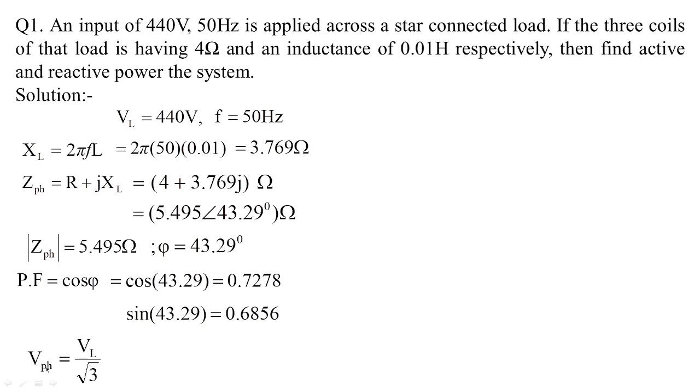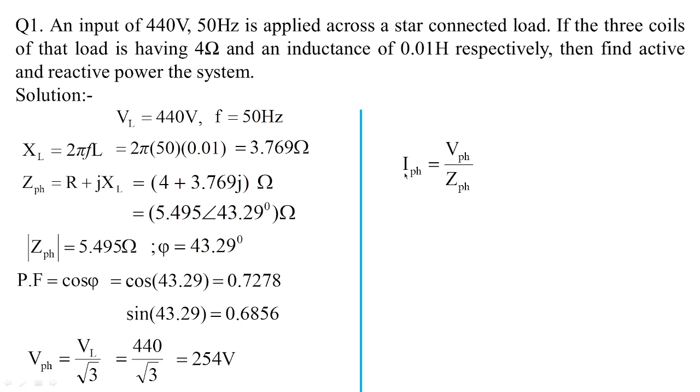Let us calculate the voltage of the phase. So the voltage of the phase for star form is nothing but VL by root 3. So the VL value is 440 volts divided by root 3. The value is 254 volts. So that is the phase voltage of the star connected network.